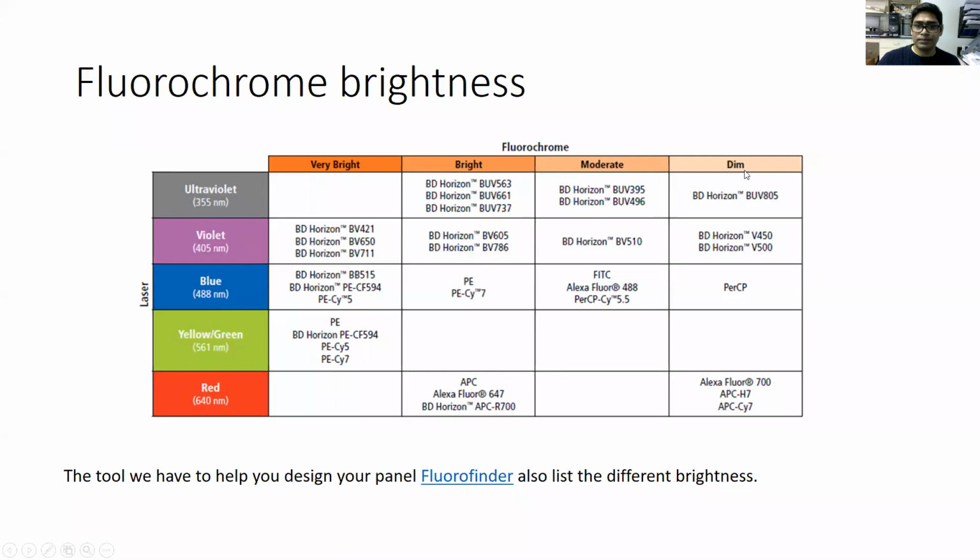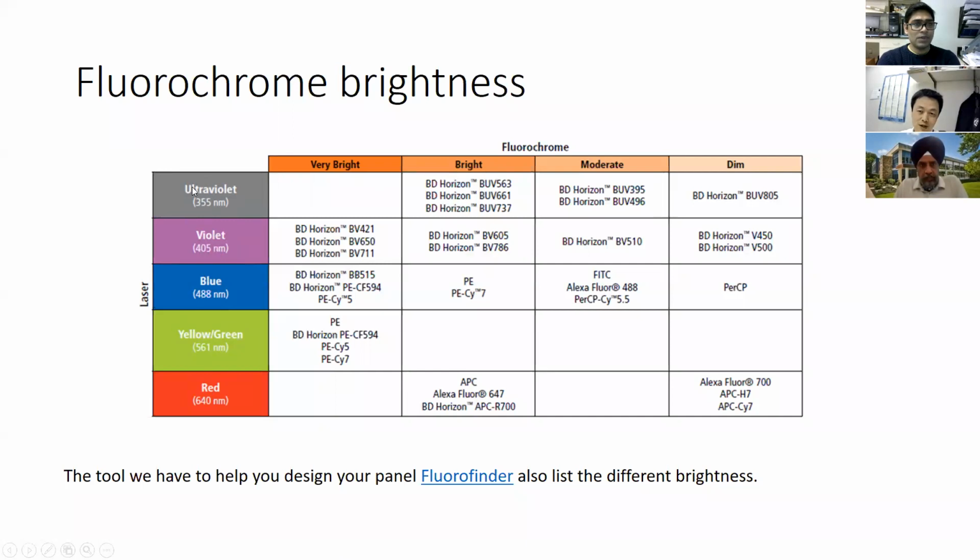So you also want to pay attention to the lasers. Here we list 5 lasers. Some machines do not have all these 5 lasers. Sometimes a machine only has 3 lasers, sometimes 4 lasers. So the same dye, for example PE, can be very bright when shined by the yellow-green laser. But if your machine does not have a yellow-green laser, it will usually be shined by the blue laser. Then the brightness of the PE will decrease.